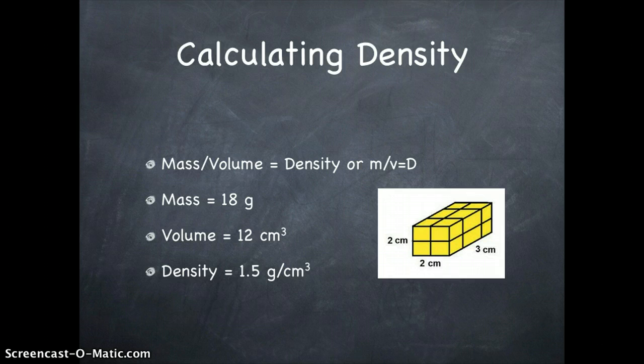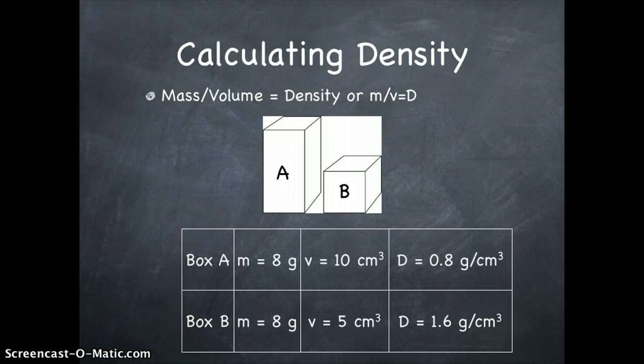But what happens when we keep the mass the same and change the volume? Here we have two boxes, both with a mass of 8 grams, but box A has a volume of 10 centimeters cubed, and box B has a volume of 5 centimeters cubed. Well, what does that mean for their density? I'm glad you asked. When we use our density formula, we find out that box A, even though it is bigger, has a lower density.